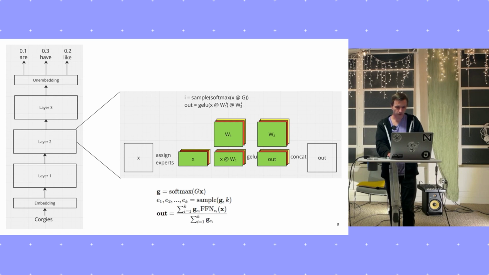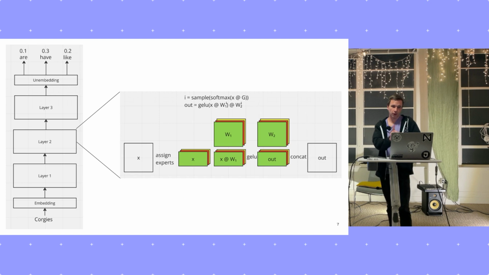Okay, so a couple things here. So here's a sample. In reality, in DeepSeek, they don't sample, they take the top one, or the top K, right? So if they want K experts, they will not sample K of them, they will just take the top ones.